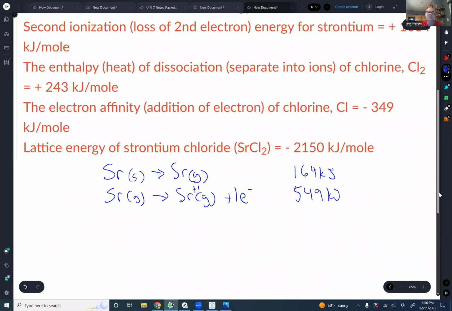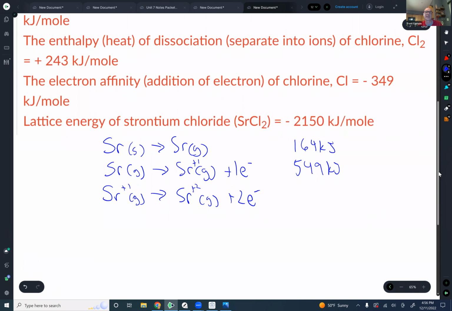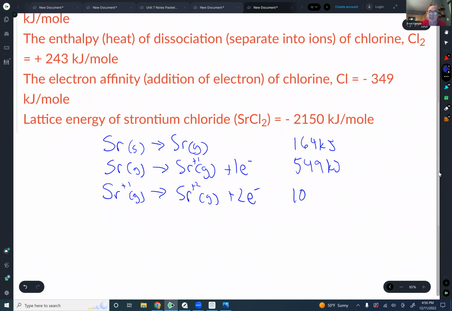The third step says that it's going to be a second electron that is lost. So I start with this strontium that has already lost one electron, and now it's going to lose its second electron. It doesn't do it all at once. And this requires, oops, I can't read it because it's right behind the number, 1064. So it's a little bit harder to do that, 1064 kilojoules to make that occur.